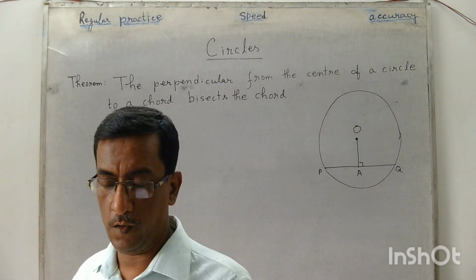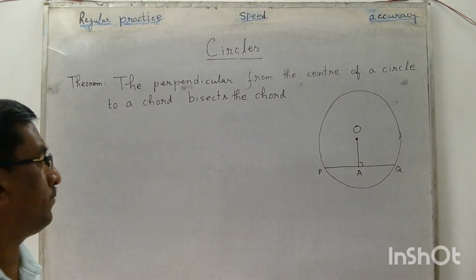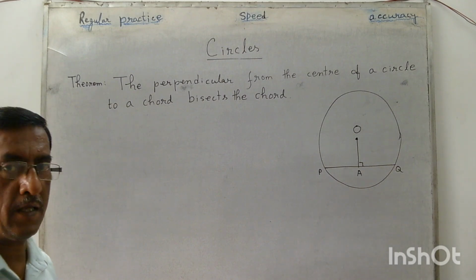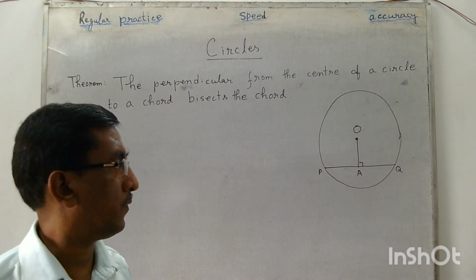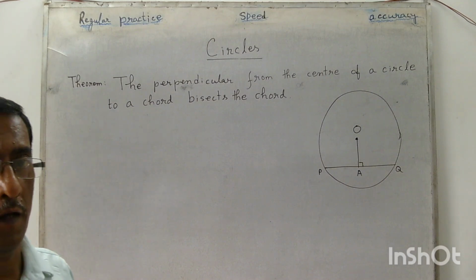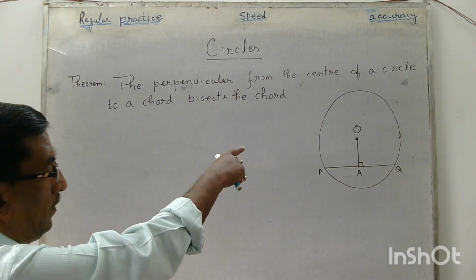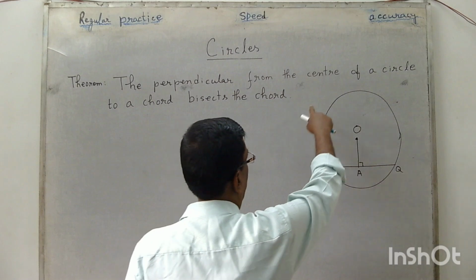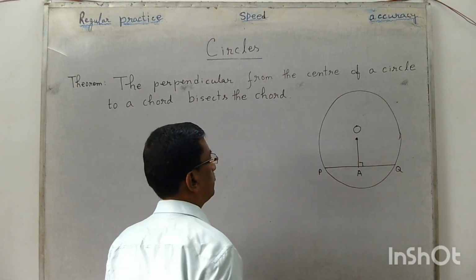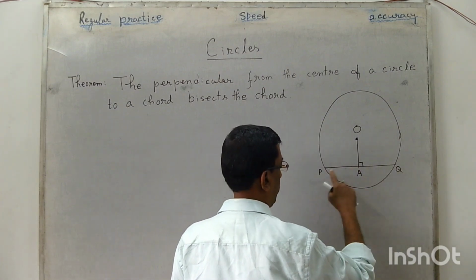So the statement of the theorem 5 is the perpendicular from the center of a circle to a chord bisects the chord. What's the meaning? Statement का meaning क्या है? Now here we see that this is a circle with center O. PQ is a chord.